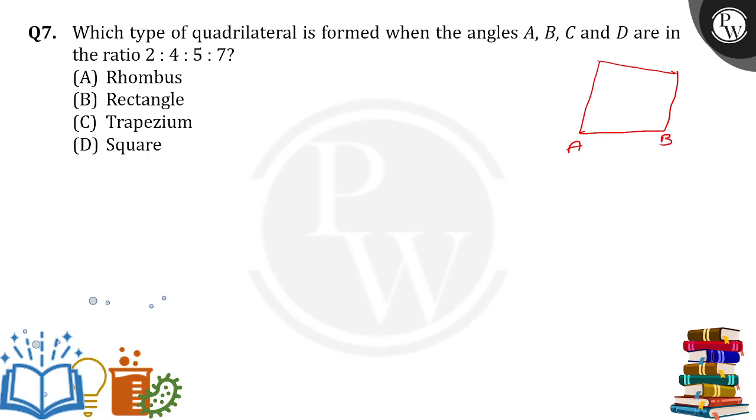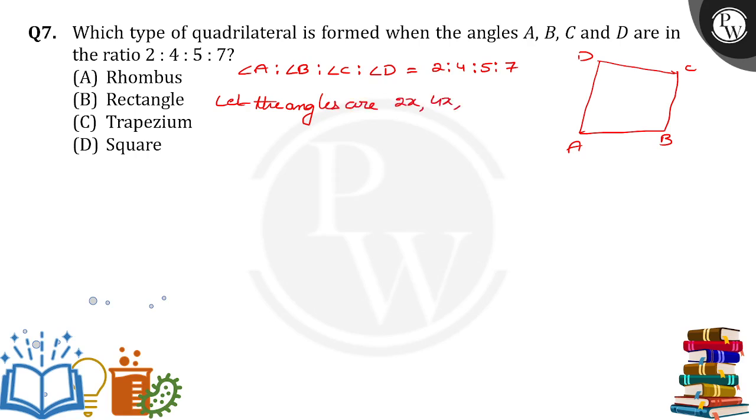Okay, so ABCD, where angle A, B, C, D are in the ratio 2:4:5:7, right? Let the angles be 2x, 4x, 5x and 7x. So these are the four angles with respect to the variable I have taken. So angle A is 2x, angle B is 4x, angle C is 5x and angle D is 7x, right?